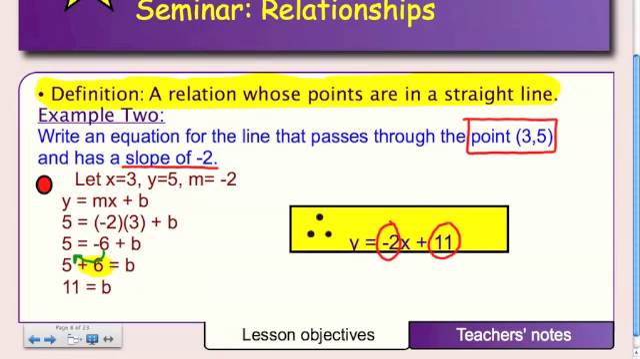Oh, because I'm plugging it back into the equation y is equal to mx plus b. It's a negative 2x. So my slope is negative 2, right? Yeah. I'll write it on the board so you can see that.